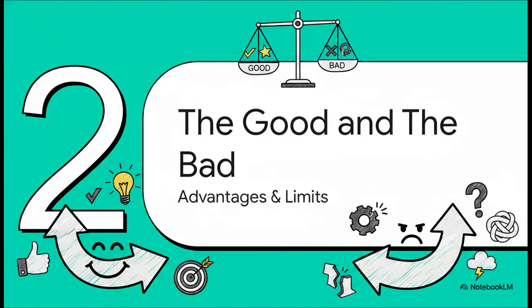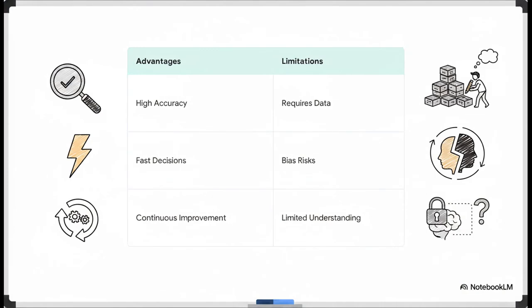Now for Section 2, the good and the bad. Because as amazing as all this sounds, every technology has its trade-offs, and supervised learning is absolutely no exception. Okay, let's dive into this reality check. On the advantages side, we get incredibly high accuracy and blazing fast decision-making. Plus, as the system ingests more data over time, we see continuous improvement.